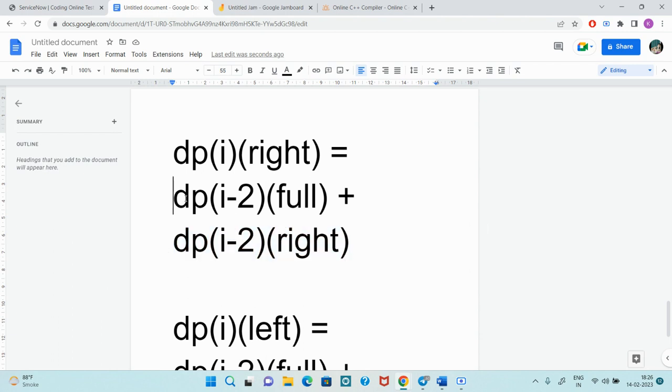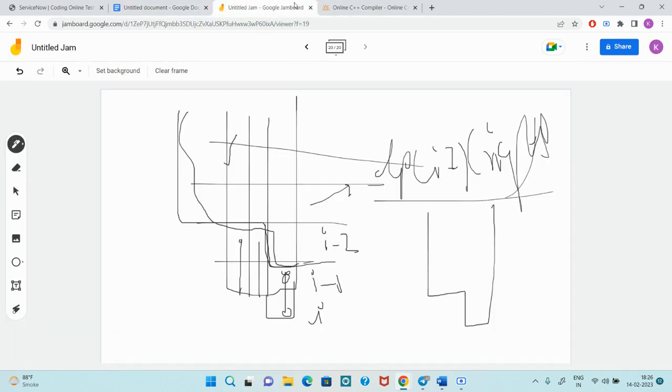But why am I adding dp I minus 2 full also? Because this way also exists. Okay, let me explain. We have something like this. I'm at index I, then I minus 1, then there is I minus 2 and things like that.